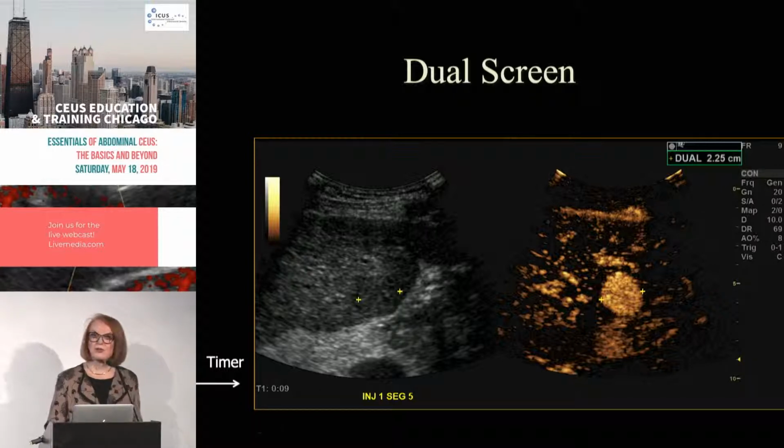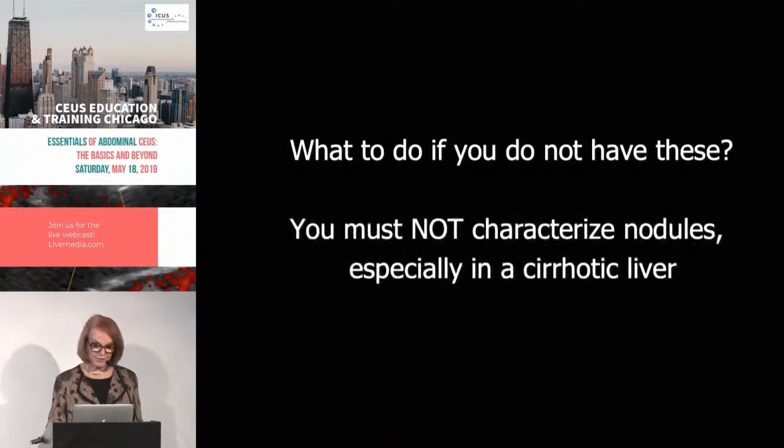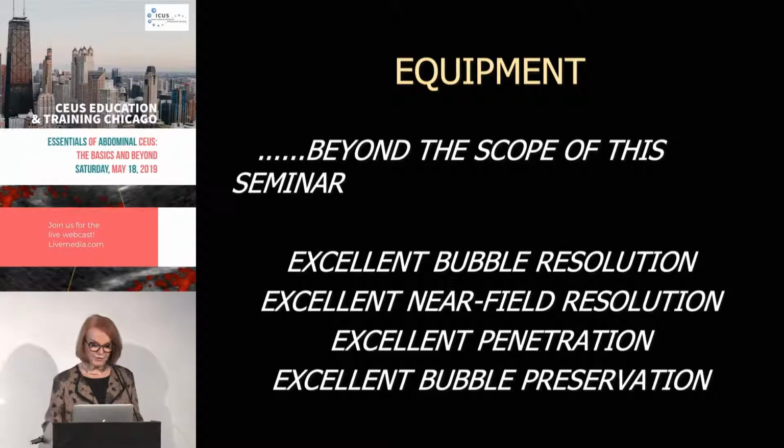And the timer should show on your picture. And this is just one of the vendors that's here, one of our sponsors. Many people have better and worse places for the timer and the calipers. Now, what do you do if you don't have these things? Well, so this is really a provocative question. But in my own mind, if you don't have on your system the capability for dual screen with markers, you just should not be doing CEUS of liver lesions, especially nodules in a cirrhotic liver. So you must not characterize nodules.